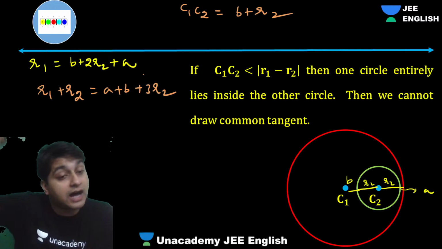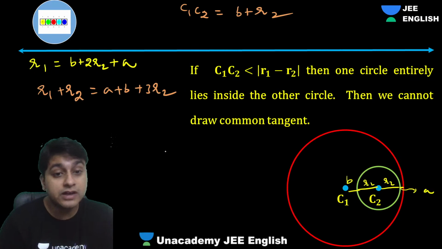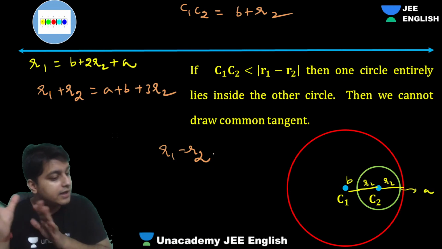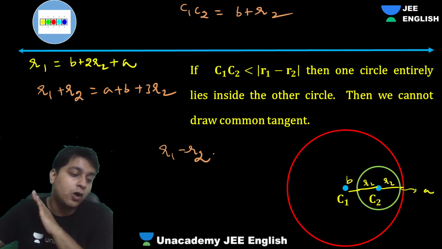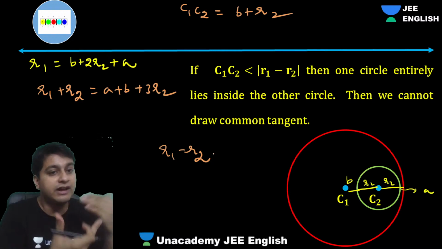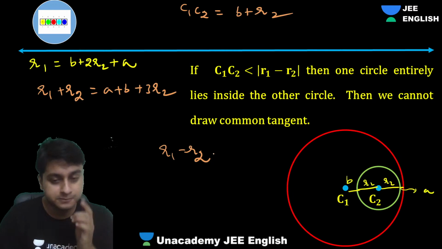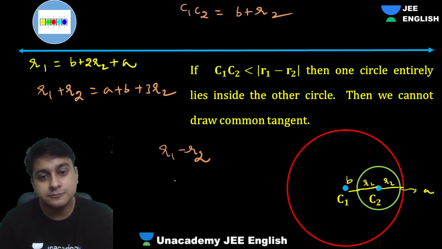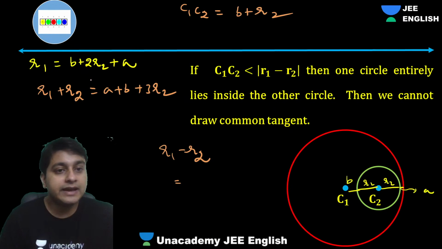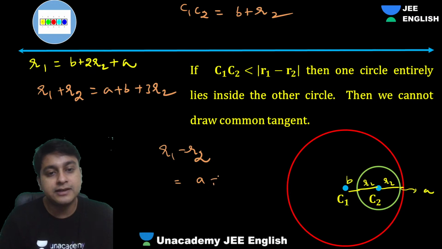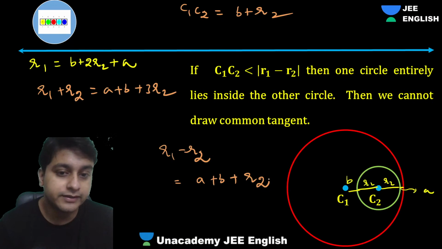Acha, what about R1 minus R2? Let's calculate R1 minus R2. That's what we are comparing, right? Either we are comparing with R1 plus R2 or we are comparing with R1 minus R2. So you would have seen that I am calculating both these values one by one. So what is happening here? R1 minus R2, if you do, you will just subtract this part. So you will be getting A plus B plus R2, isn't it? That is it.